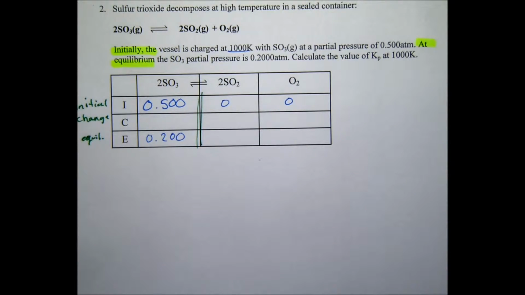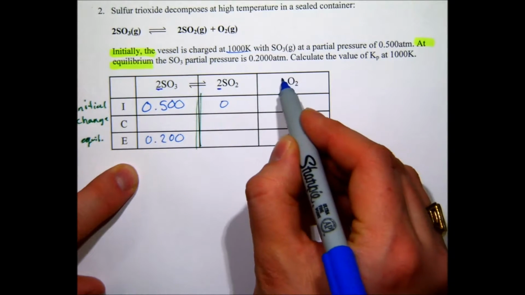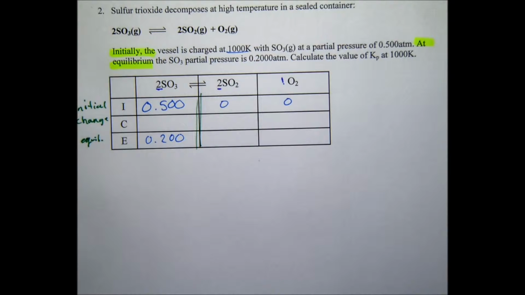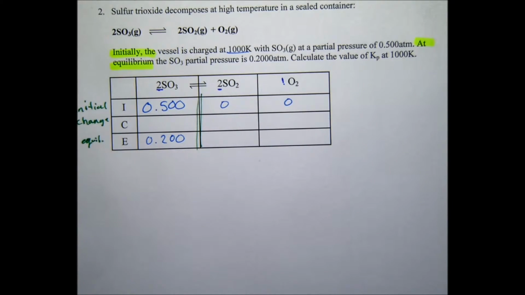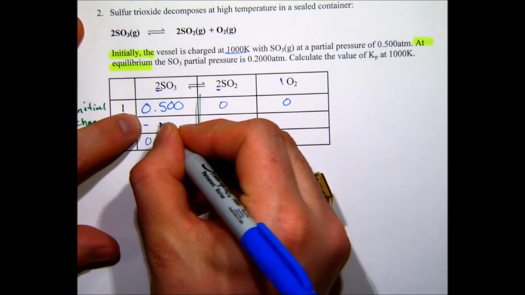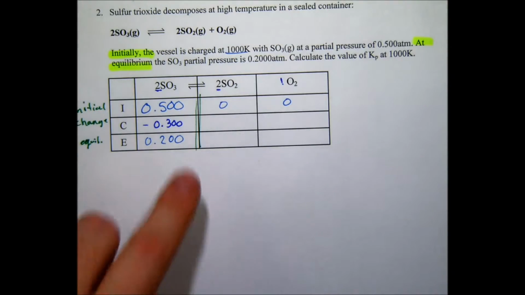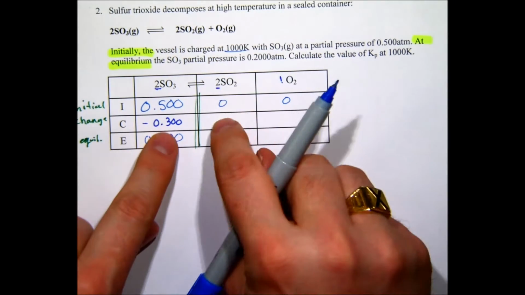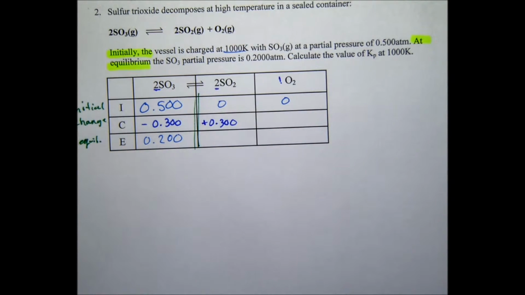Now, we're going to try and fill in the change lines using a little bit of stoichiometry. So, first of all, I have 2 moles of SO3 going to 2 moles of SO2 and 1 mole of oxygen. So it's a 2 to 2 to 1 ratio. Now, if we start with 0.5 and we end with 0.2, that means that the change is going to have to be negative, because we're losing it, 0.3. Now, because the 2 moles of SO3 is consumed to produce 2 moles of SO2, then these values are going to be the same because they both have a 2. But on the product side, we're going to have a plus.